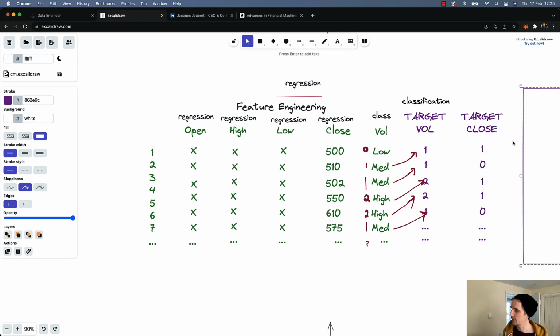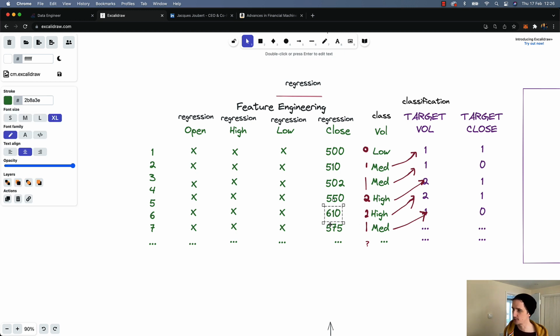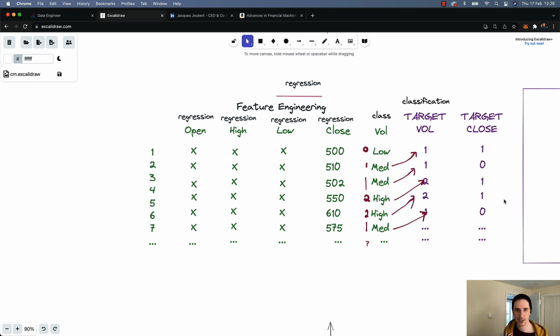So another example here could be the close price, right? If I look at the close price, tomorrow was up, so I put a 1. And then here, tomorrow was down, so I put a 0. And then the next day was up, so I put a 1. The next day was up, so I put a 1. The next day was down. You can see here it went from 610 to 575, so I put a 0.